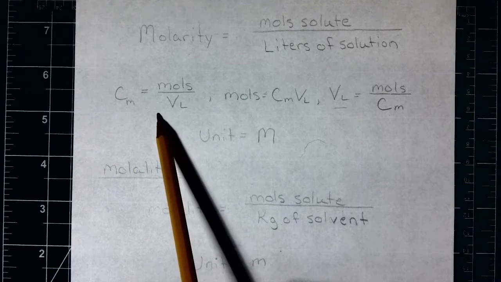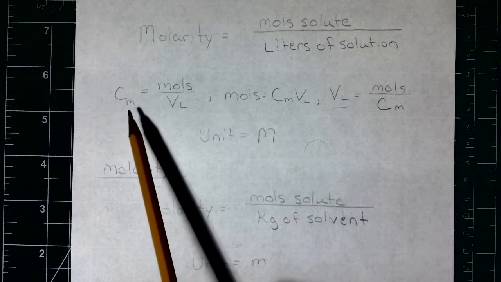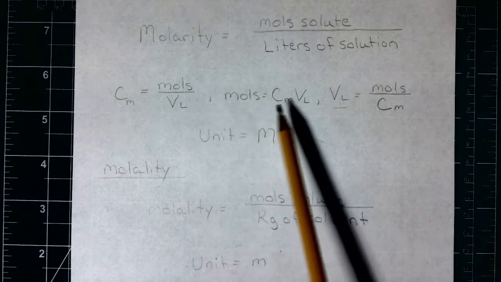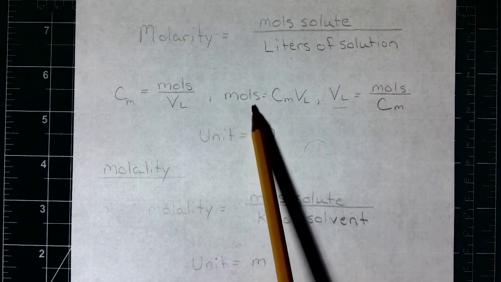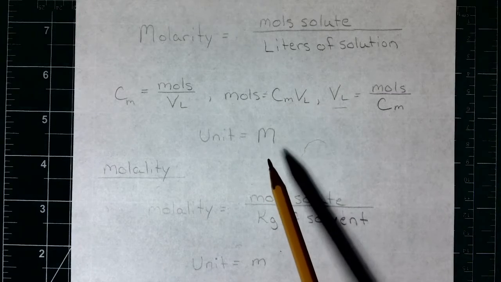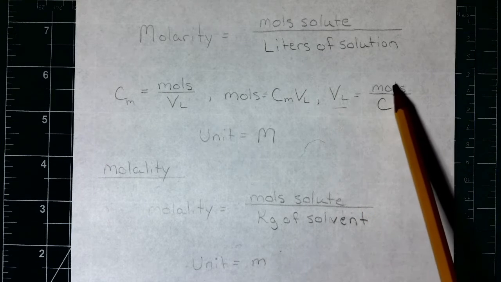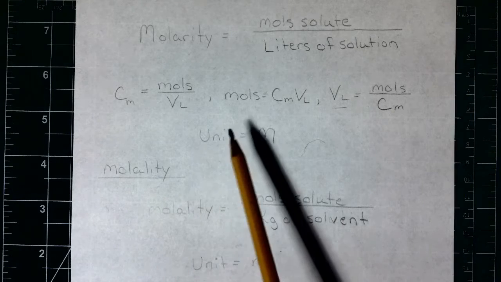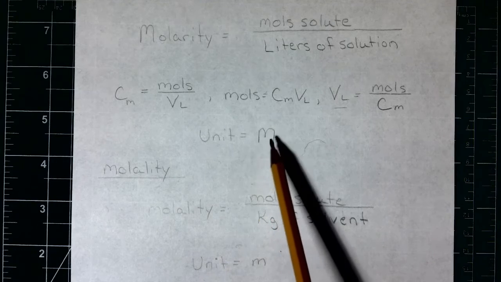And this is true for any of our concentration units, but we can always manipulate this equation. We get the concentration by dividing the moles by the volume, which is pretty much a rewriting of this. We can figure out how many moles we have by taking the concentration and multiplying it by the volume that we're using. And we can calculate a volume that's going to be required by taking the moles that we want and dividing it by the concentration of the solution that we have. The unit that we put on this is just going to be a capital M.